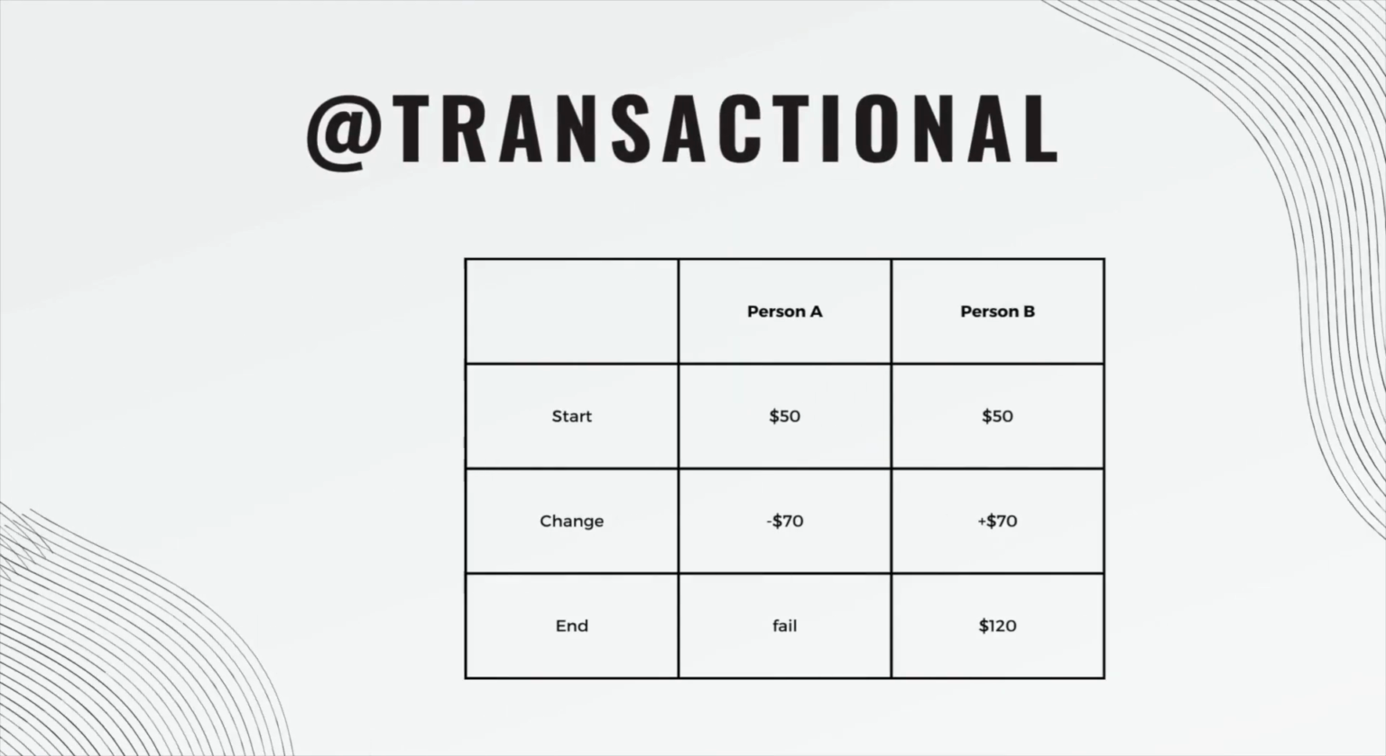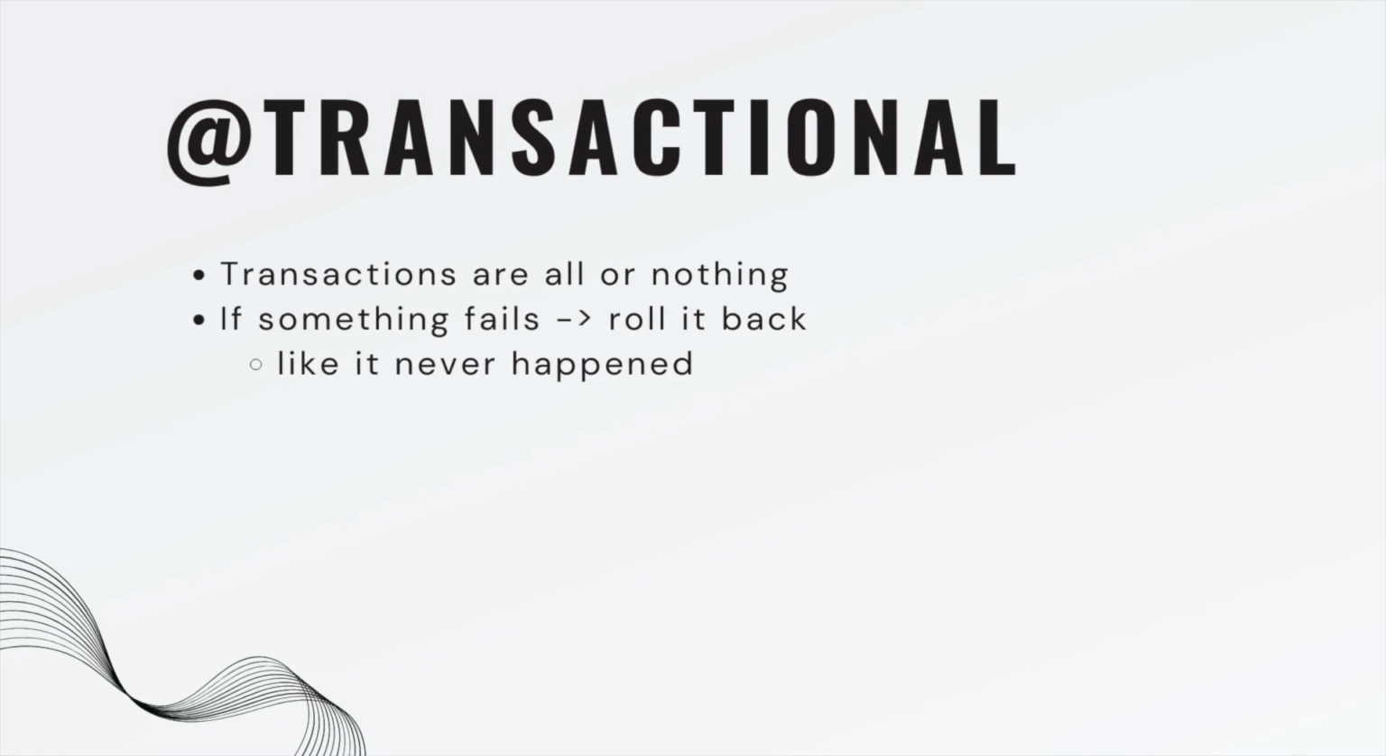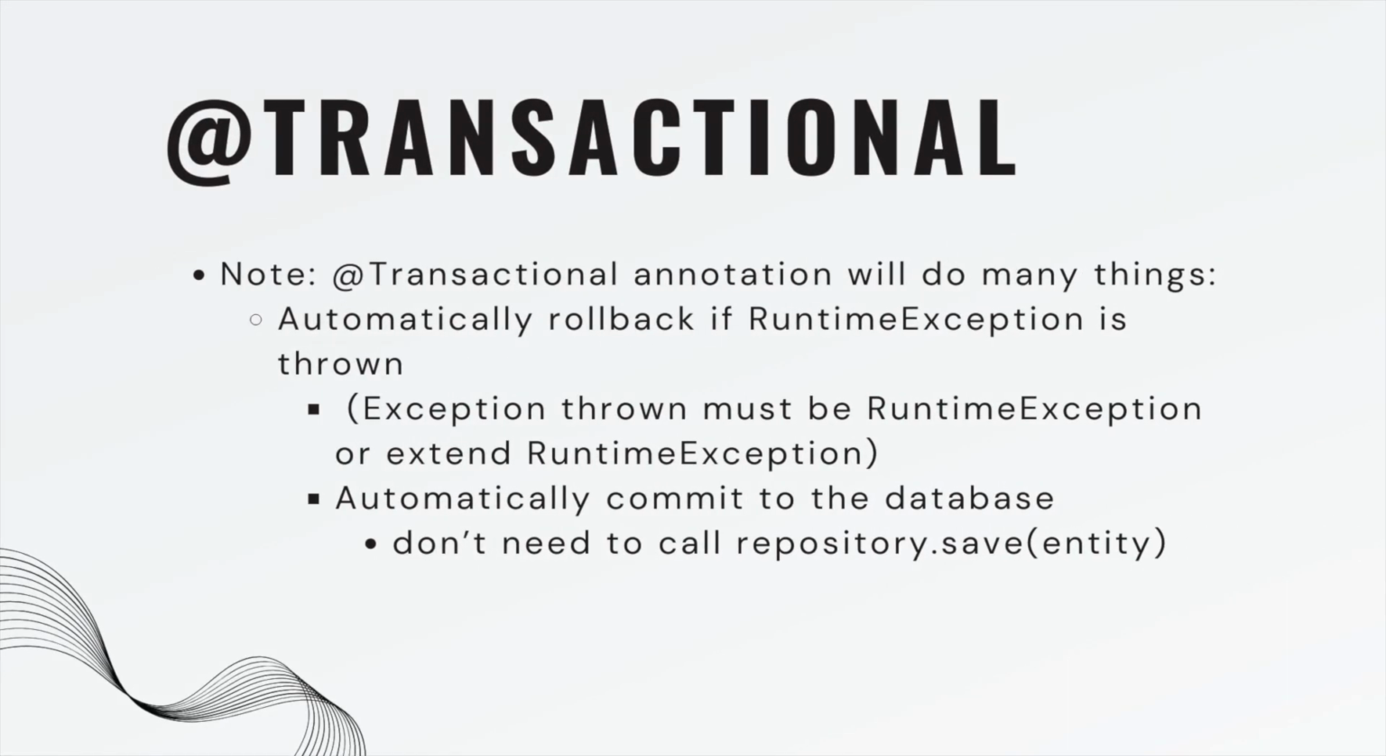This is all well and good, but what happens if something screws up? Let's say person A tries to send person B more money than they have in their account. Well, on one side of the transaction, it would fail. But on the other side of the transaction, person B still got $70. So we have to be extremely careful when we code things like this, because with a transaction, it's either all or nothing. Meaning if any one part of it fails, you need to roll back the entire transaction like it never happened.